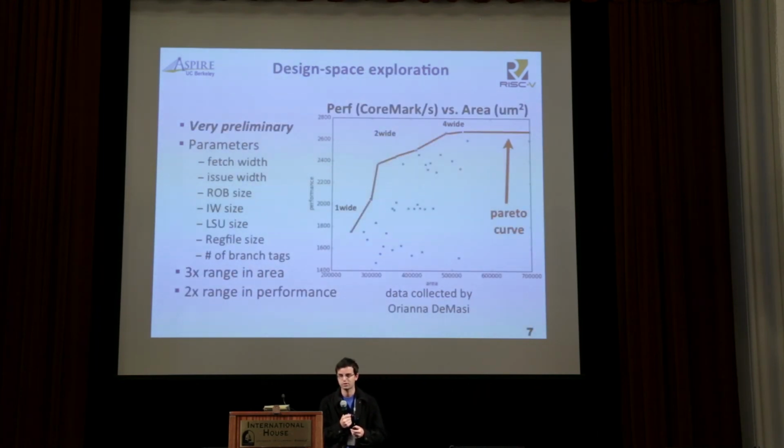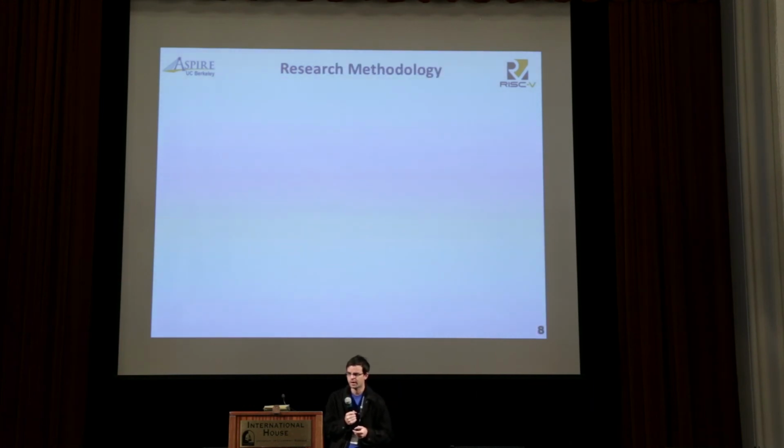So just as a motivation, here's the design space we want to be able to explore. We want to have performance on one axis and area on the other. In this case, this is very preliminary. We're changing some of the parameters that we can change, and you get a nice Pareto curve where there's actually a trade-off between performance and area. This is just a simple task where we're randomly picking points. But you can actually get a 3x range in area and a 2x range in performance. So this is actual, real, preliminary BOOM data.